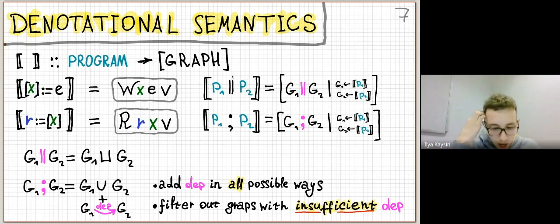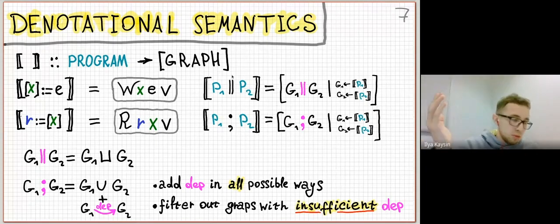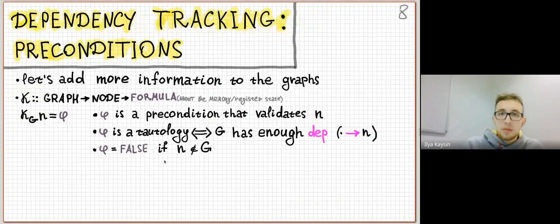And the question is, how do we define what it means to be sufficient, or what does it mean to have enough dependencies? So we should look at the graph and say that it has enough dependencies. So to do this, let's add some extra information to our graphs.